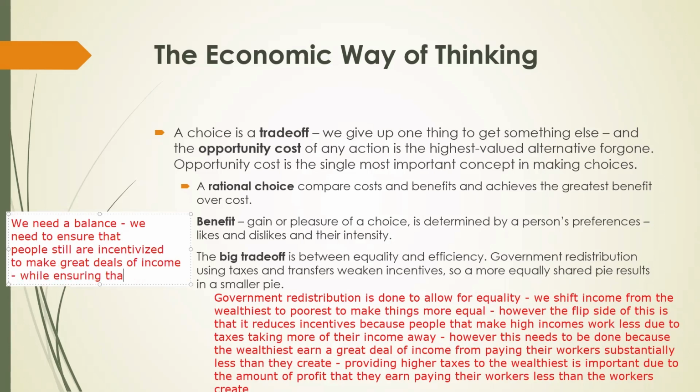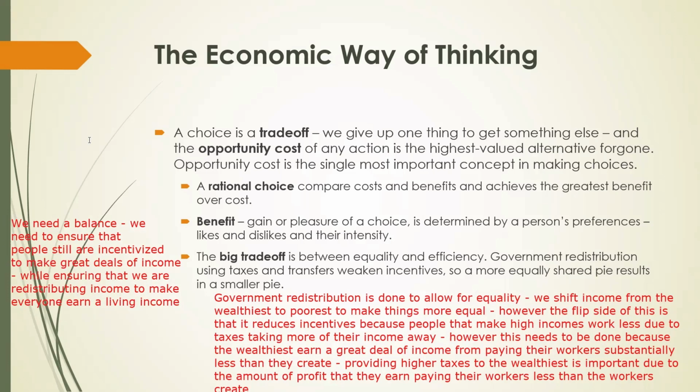while ensuring that we are redistributing income to make everyone earn a living income. So we need to balance it out. We need to balance that people are incentivized to work hard to make great deals of income while ensuring that we're redistributing income to ensure that everyone makes a living income. So we need to make sure that both are met. It's very difficult to do both, but government is constantly working to do that.